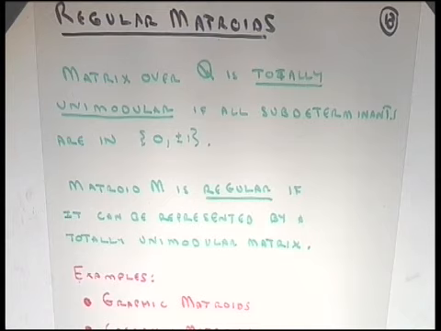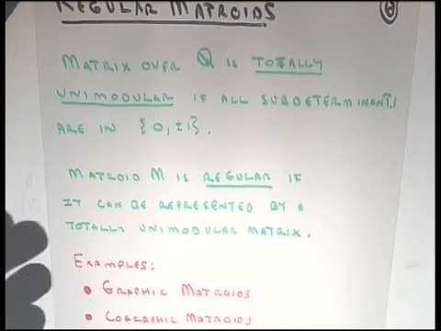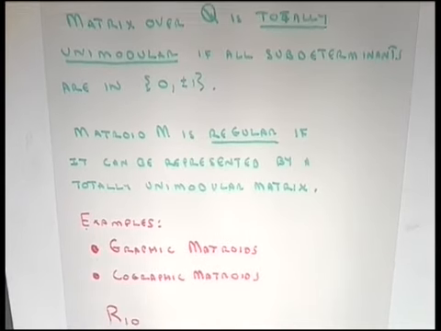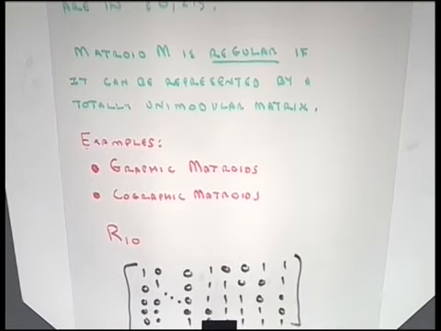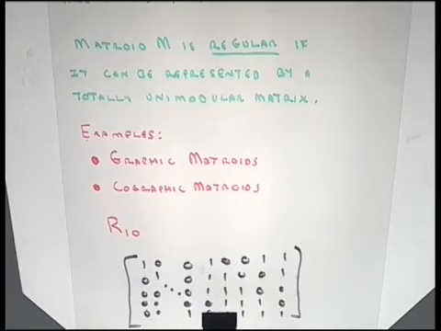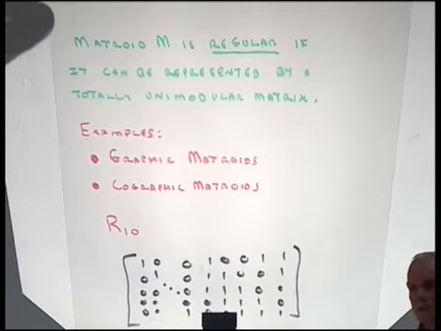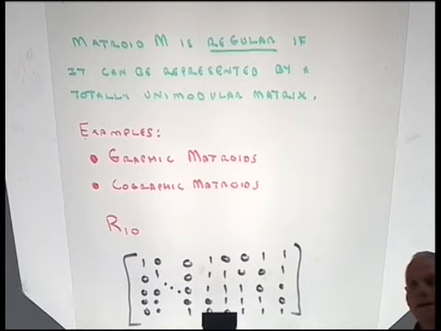So once we've got a matrix, we can talk about a matroid associated with the matrix. And a matroid M is regular if it can be represented by a totally unimodular matrix. And here you mean represented over the rationals. Represented over the rationals, yeah. I'm defining totally unimodular over the rationals anyhow.